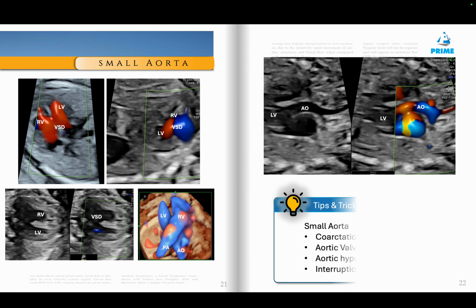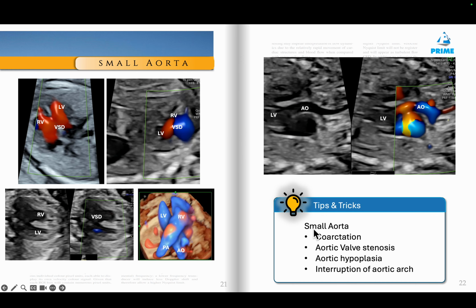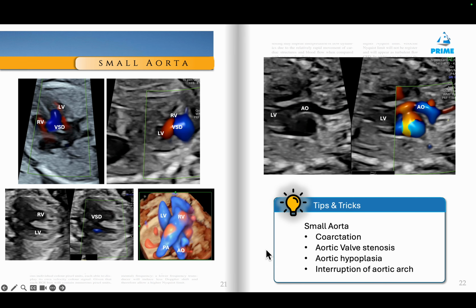Then if the aorta is small, these are your differentials. It could be a coarctation of aorta, it could be a severe aortic stenosis, it could be aortic hypoplasia, which could be a part of hypoplastic left heart syndrome, or there could be interruption of an aortic arch. When you don't see anything else and you have a small aorta and then you have a VSD, you must keep a very strong suspicion of interruption of an aortic arch.